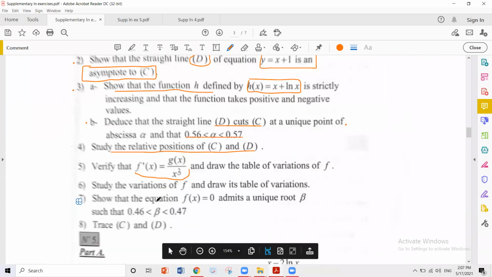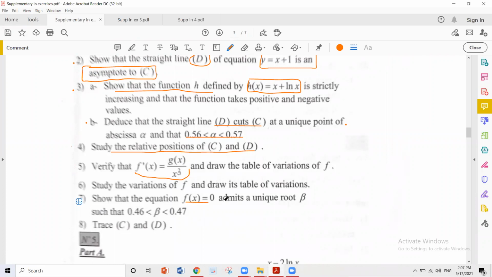Show that the equation f(x) equals 0 admits a unique root beta and verify that beta is between 0.46 and 0.47. This is simple. f is continuous and strictly increasing. We calculate f of 0.46 and f of 0.47.